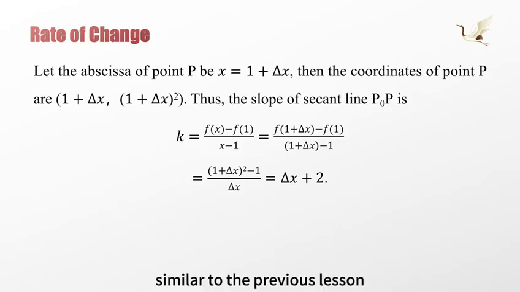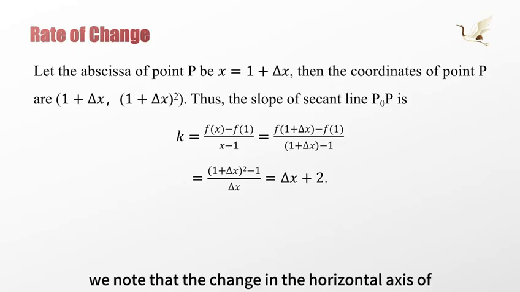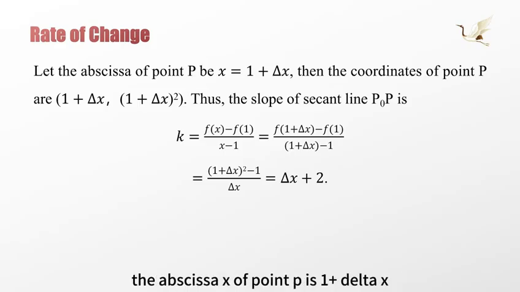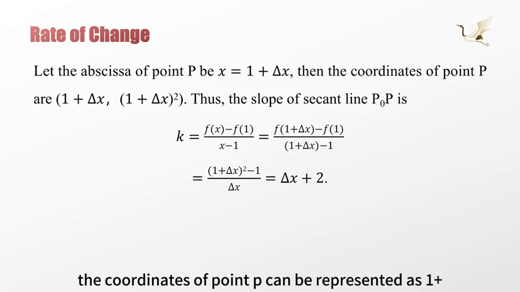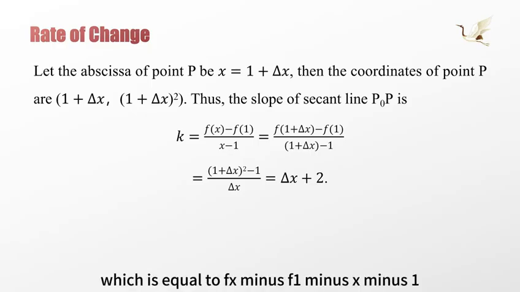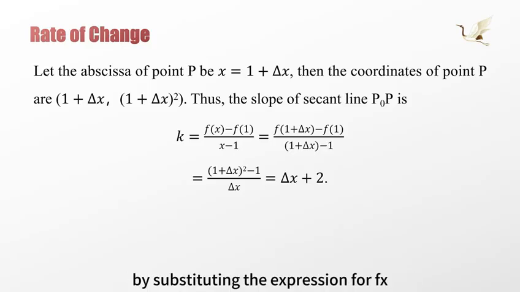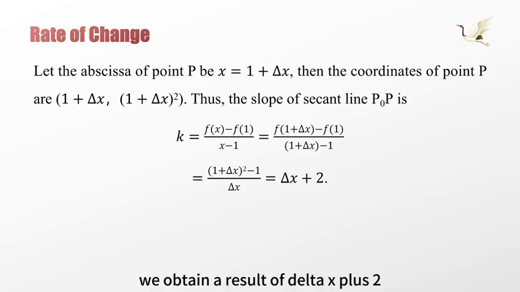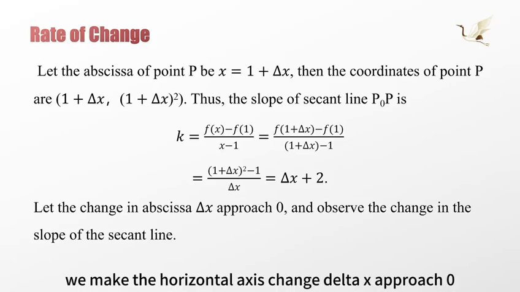Similar to the previous lesson, we note that the change in the horizontal axis of P0P is delta x. It is not 0, but it can be positive or negative. The abscissa x of point P is 1 plus delta x. The coordinates of point P can be represented as (1 plus delta x, (1 plus delta x) squared). We obtain the slope k of the secant line P0P, which is equal to (f(x) minus f(1)) divided by (x minus 1). By substituting the expression for f(x) and simplifying with the coordinates of point P, we obtain a result of delta x plus 2.